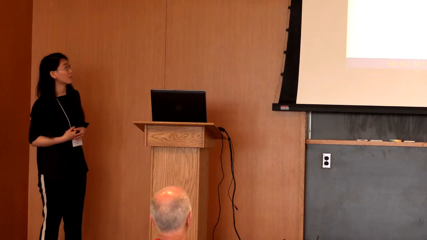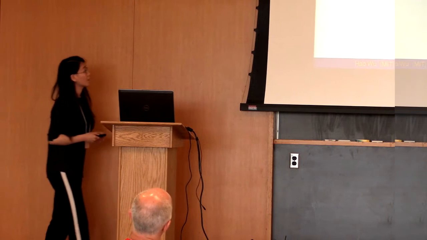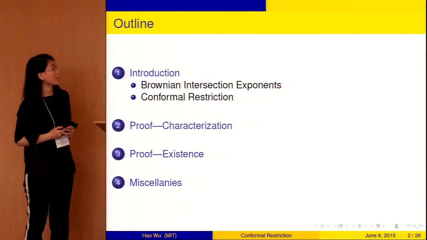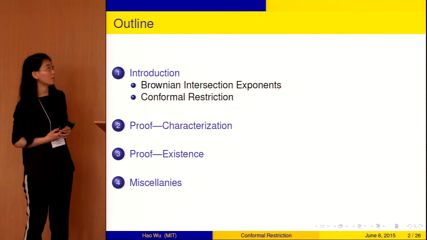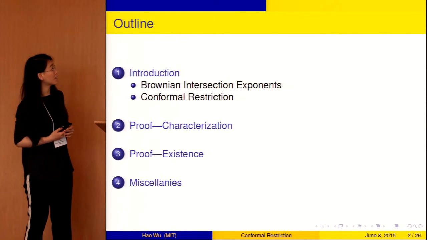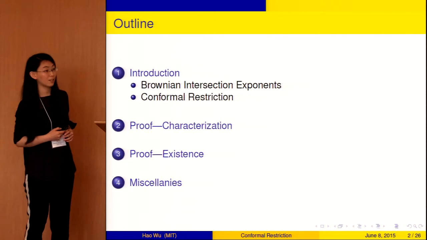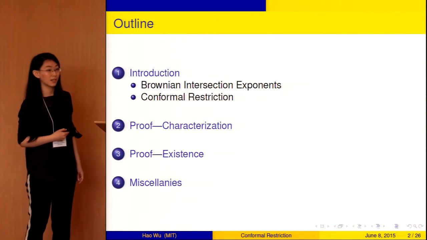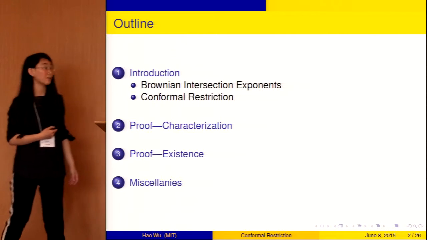Today, my topic is on conformal restriction. My talk will be divided into 4 parts. First, I will give an introduction to Brownian intersection exponent and conformal restriction. The second and the third part are the idea of the proof for the main result. And in the fourth part, I will talk about some related properties.